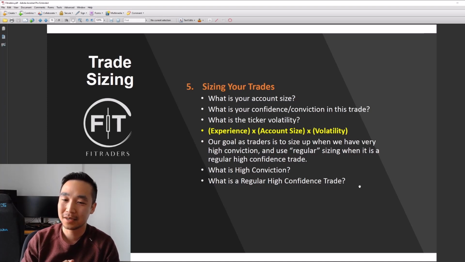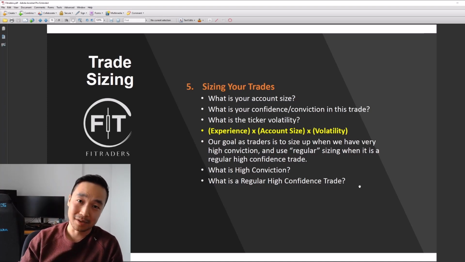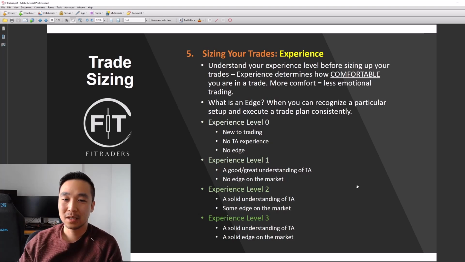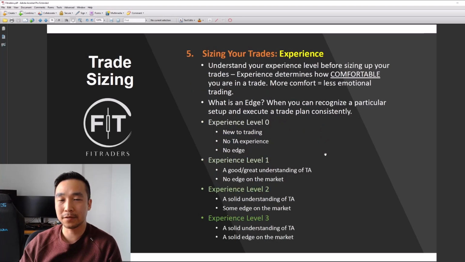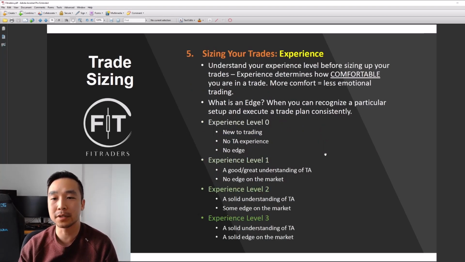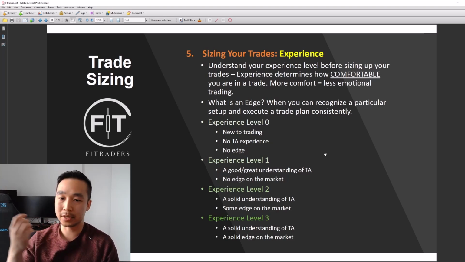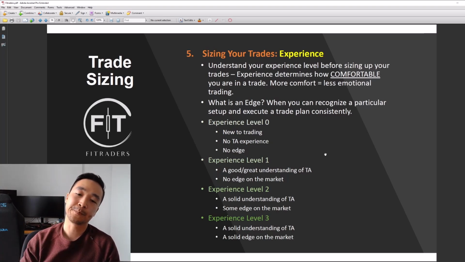So that's one thing to think about. So remember, I talked about three different things here. You've got your experience, your account size, and your volatility. So first thing is we're going to talk about experience. And I kind of came up with this leveling system on your experience. And yeah, let's get into it.